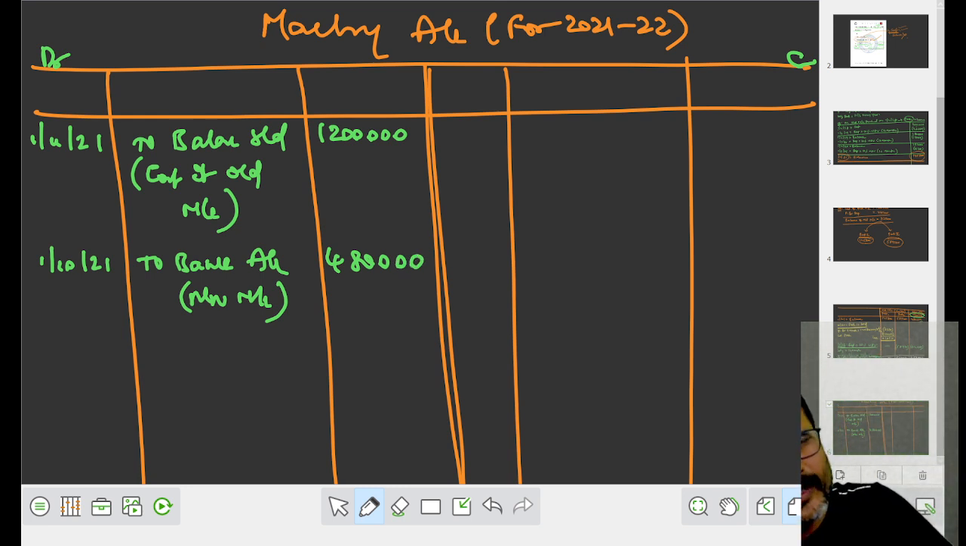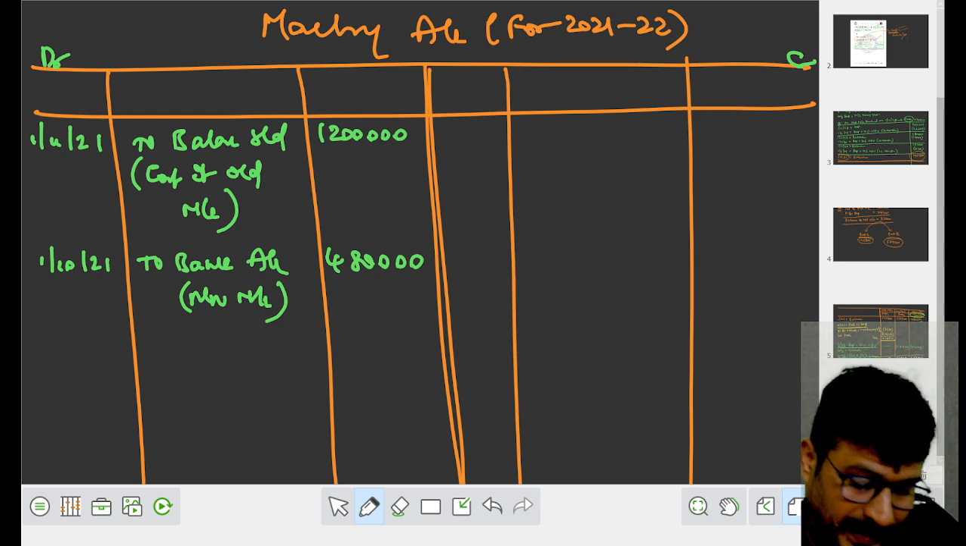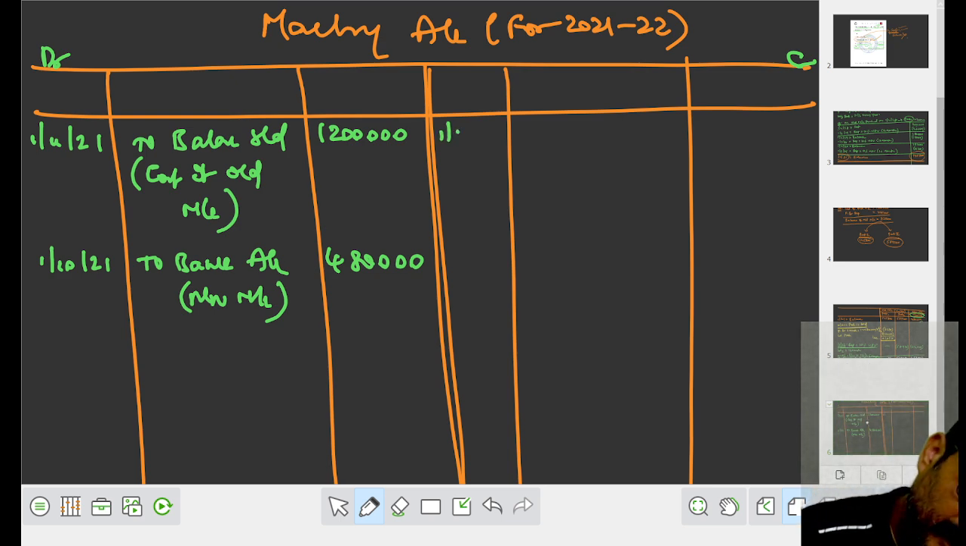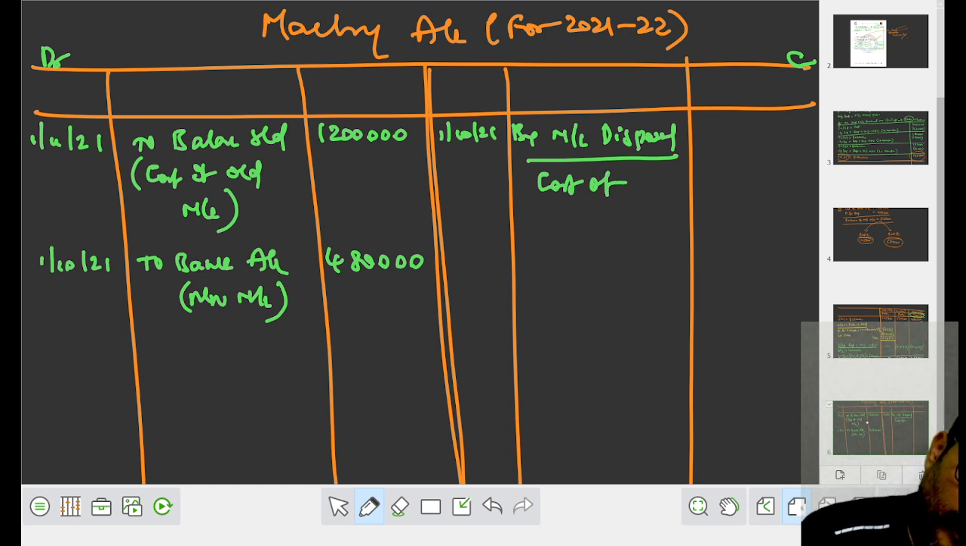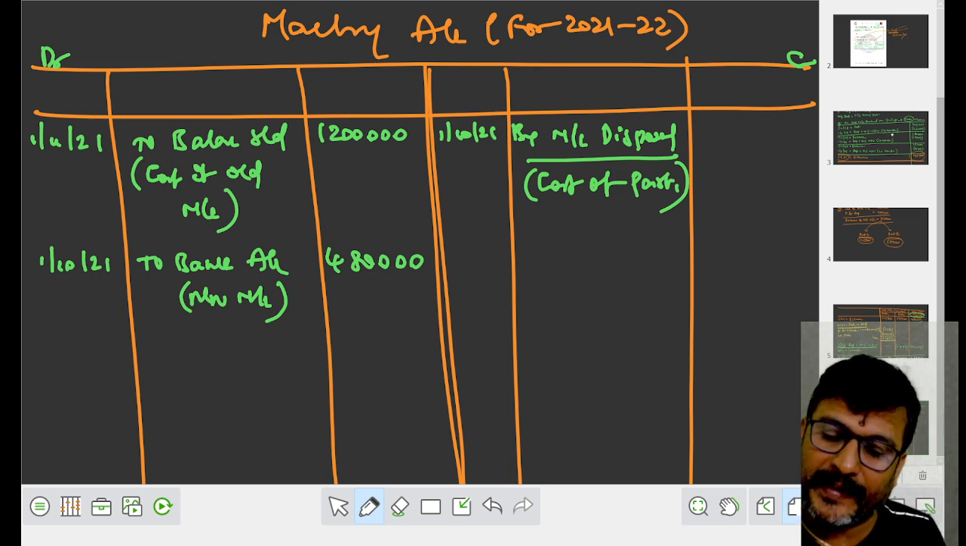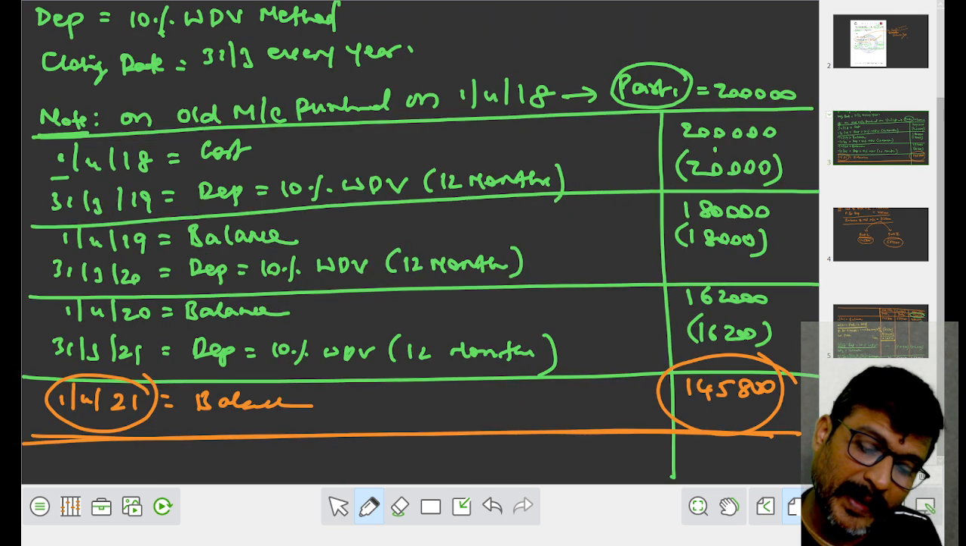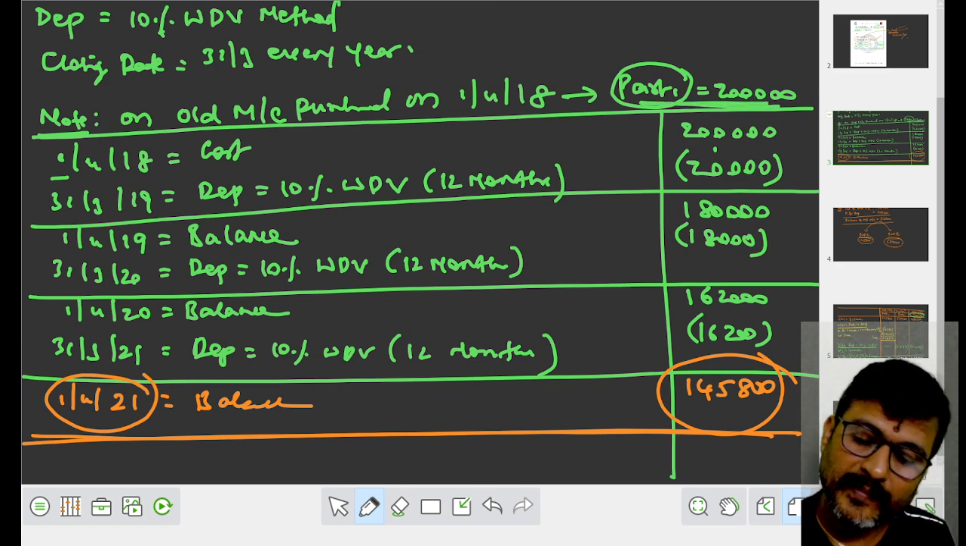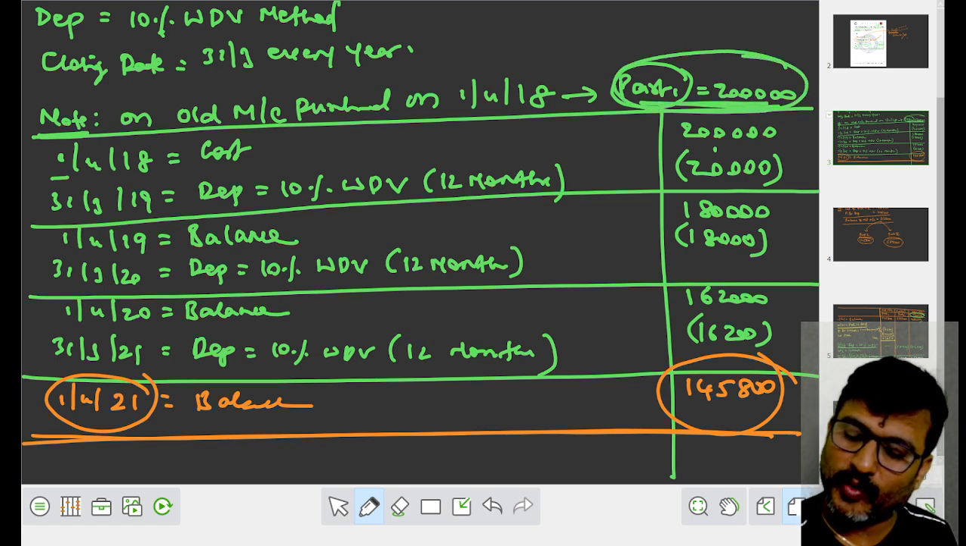Did you sell any machinery in 2021? Yes, on October 21. By machinery disposal account, cost of part 1. See, what is the cost of part 1 as per your calculation? The cost of part 1 is how much? 2 lakh rupees.